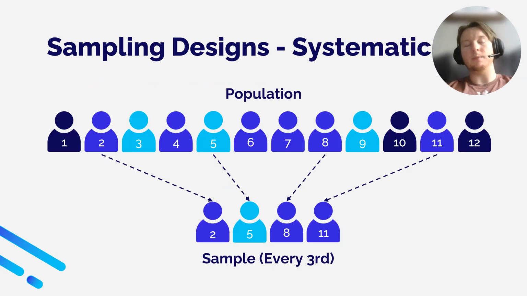Our next sampling design is systematic. This has less of an element of randomness, although theoretically it still does randomly select. So in this design, you simply pick every third person, or in a different design, some other interval, but you're selecting systematically. So you're not selecting randomly, you're just going through systematically and picking every interval there.